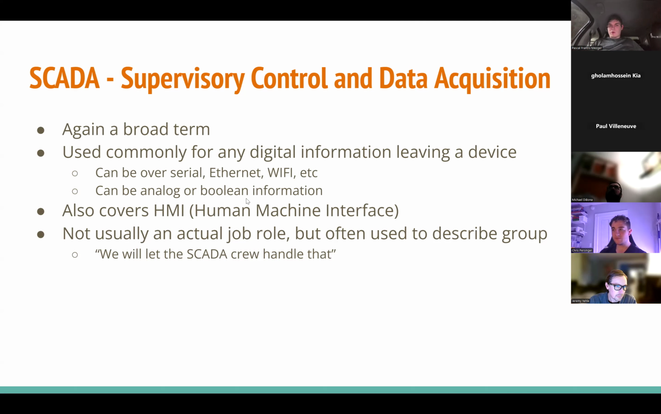Weirdly, we also roll in human machine interfaces, which I have a slide on in a little bit, but basically that's touch panels for controlling things. We roll that right into the SCADA people's job as well. I don't know why that came about, why they do it rather than protection people, but that's how it is.